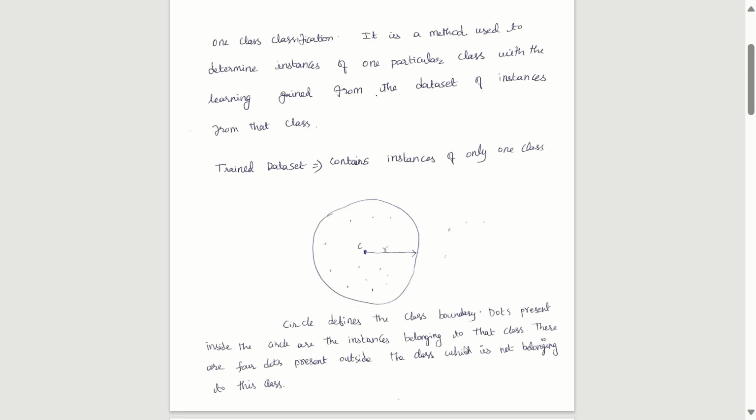So the key point is the data set is trained only with the instances of one class and not the other class. The four dots that you see outside this circle do not form another class. They're just outside, and we are focused on only this one particular class. The dots represent the instances of this class, and the data set is trained with this. So this is how one class classification is defined.